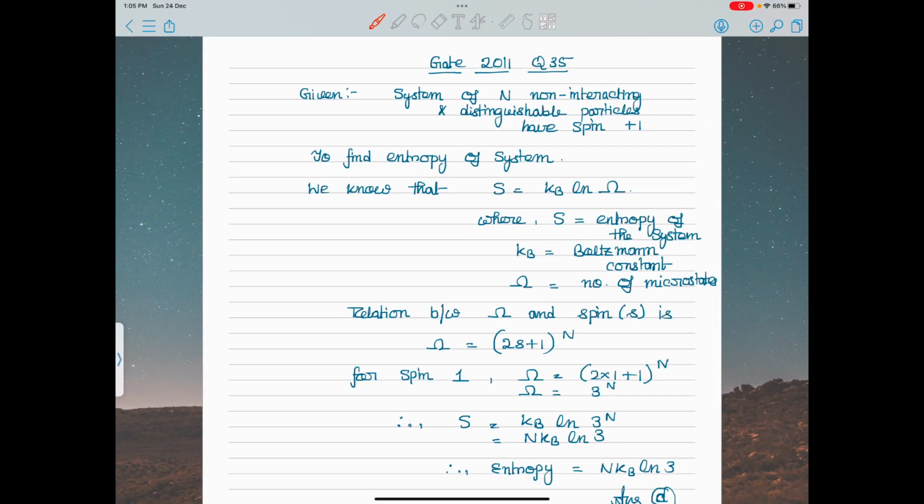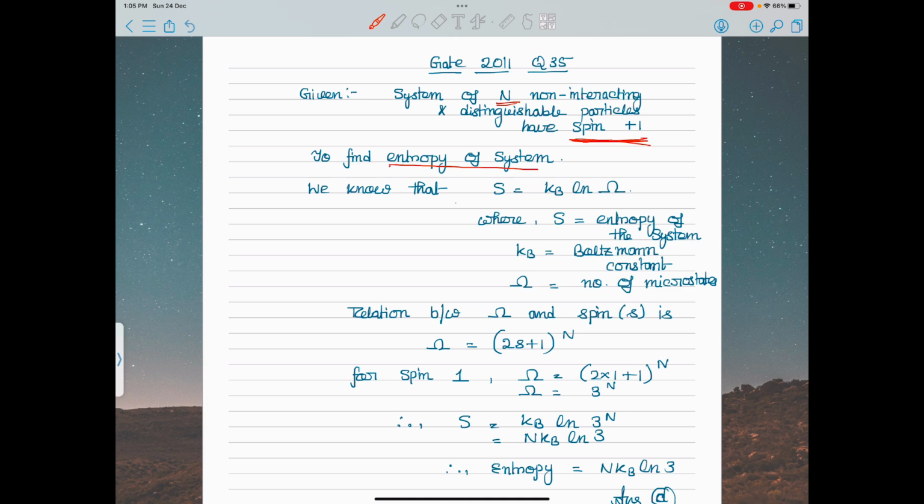So the given condition is that the system has n non-interacting and distinguishable particles with spin 1, this is important, and n particles, that is important. So there are total n particles with spin plus 1. Now we need to find out what? The entropy of the system. That is what the question asks.